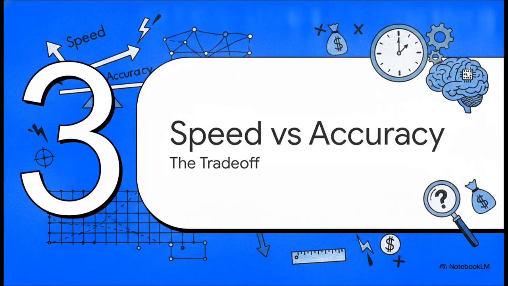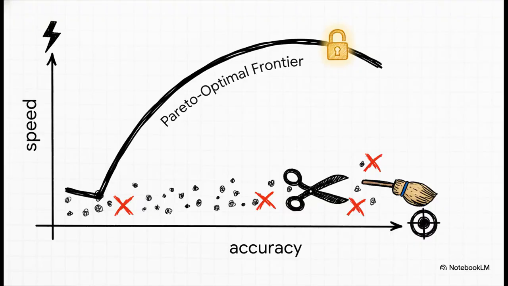Section 3. The speed versus accuracy trade-off. In the world of ANNS, developers have a strict computational budget, forcing a compromise between time, accuracy, and memory. This budget means we are constantly hunting for what's called the Pareto optimal frontier.